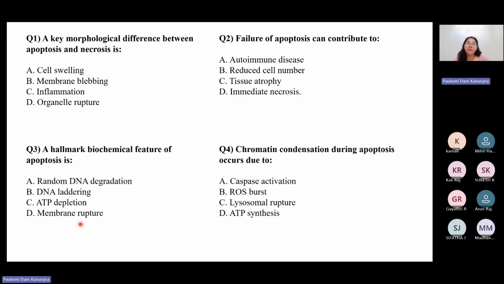So a key morphological difference, as I have told you again and again, between apoptosis and necrosis. Failure of apoptosis is contributing to what? Hallmark biochemical feature of apoptosis is, and chromatin condensation during apoptosis occurs due to which of these factors? Something that I think is very important, that we have discussed already, and it will help you answer these questions also.